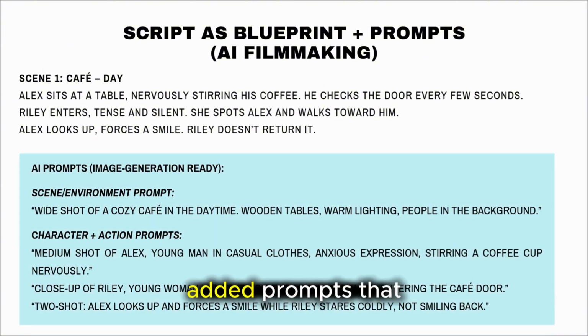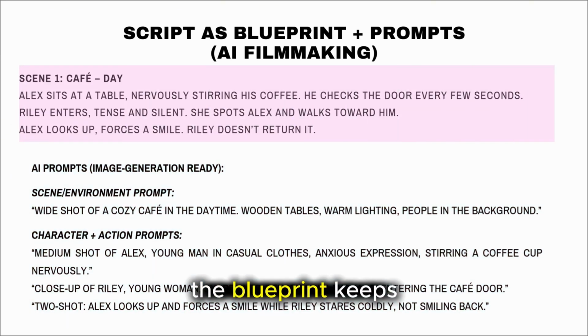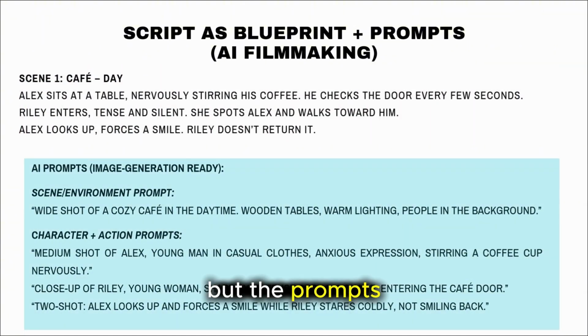Now we've transformed that script into an AI filmmaking script. Notice how we've added prompts that describe the environment, the characters, and actions in a way AI can generate. The blueprint keeps the story straight, the anchor. It anchors the story, but the prompts make it visual.